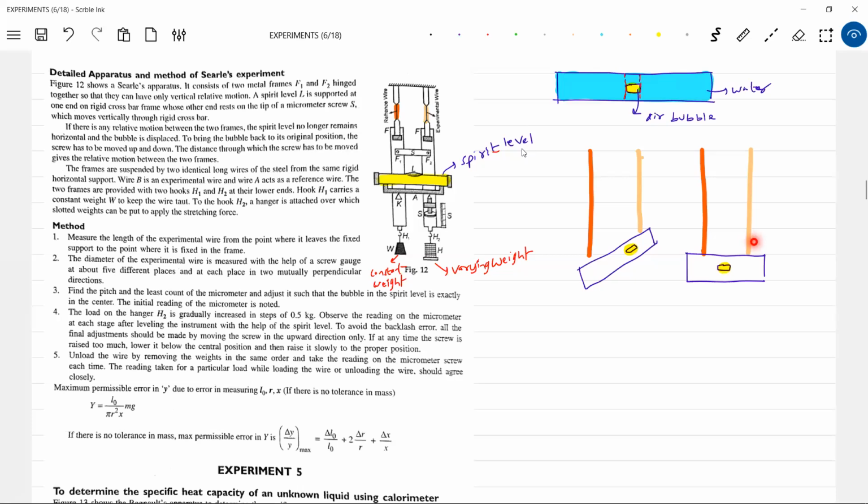How to elongate this particular wire? By rotating this screw. That's the thing. Now I am in a better position, so I'm going to increase the weight here.